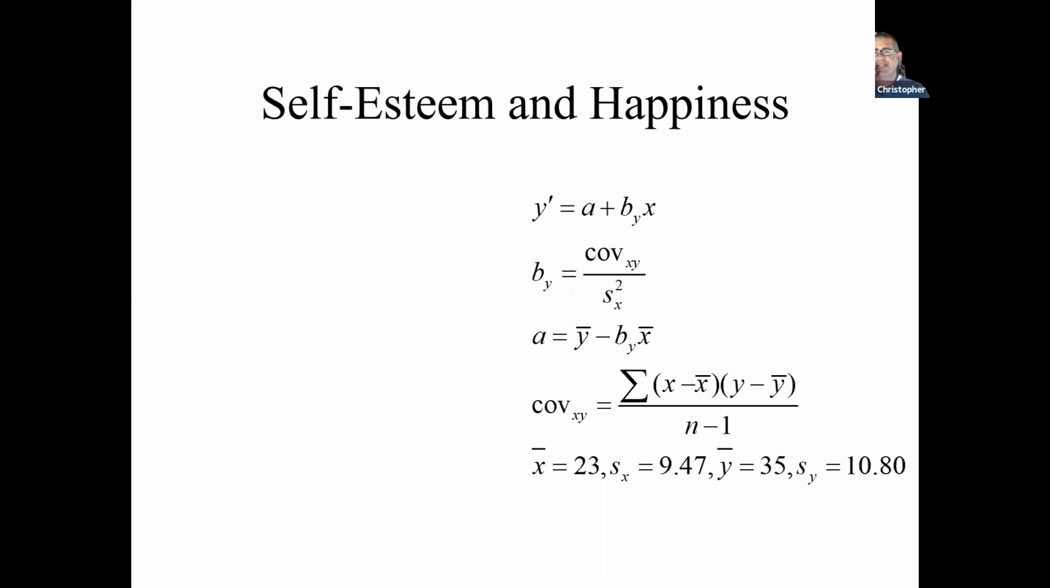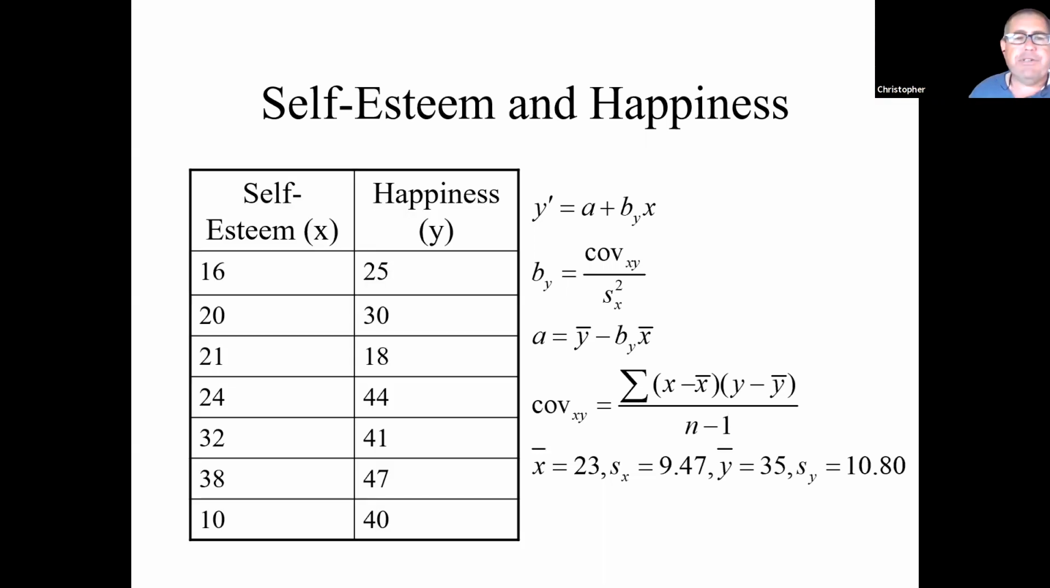All right, so self-esteem and happiness. These data here represent some hypothetical scores for the relationship between self-esteem and happiness. See, we've got scores for 7 people. I've got a couple of formulas up here. This first one here, that y prime equals a plus b sub y times x, that's just the formula for the regression line. How we derive b sub y, that's the place to start.